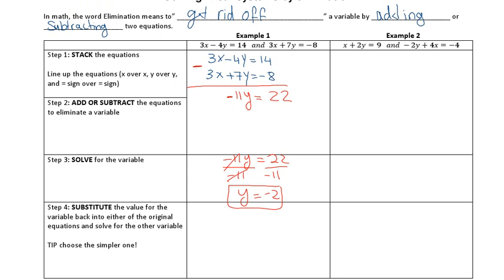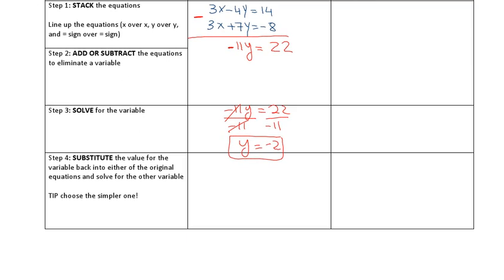So, I'm going to plug it into the second one, so I have 3x plus 7 times negative 2. So I replaced y with a negative 2 equals negative 8. So that's 3x minus 14 equals negative 8. Bring the negative 14 over, it becomes positive 14.